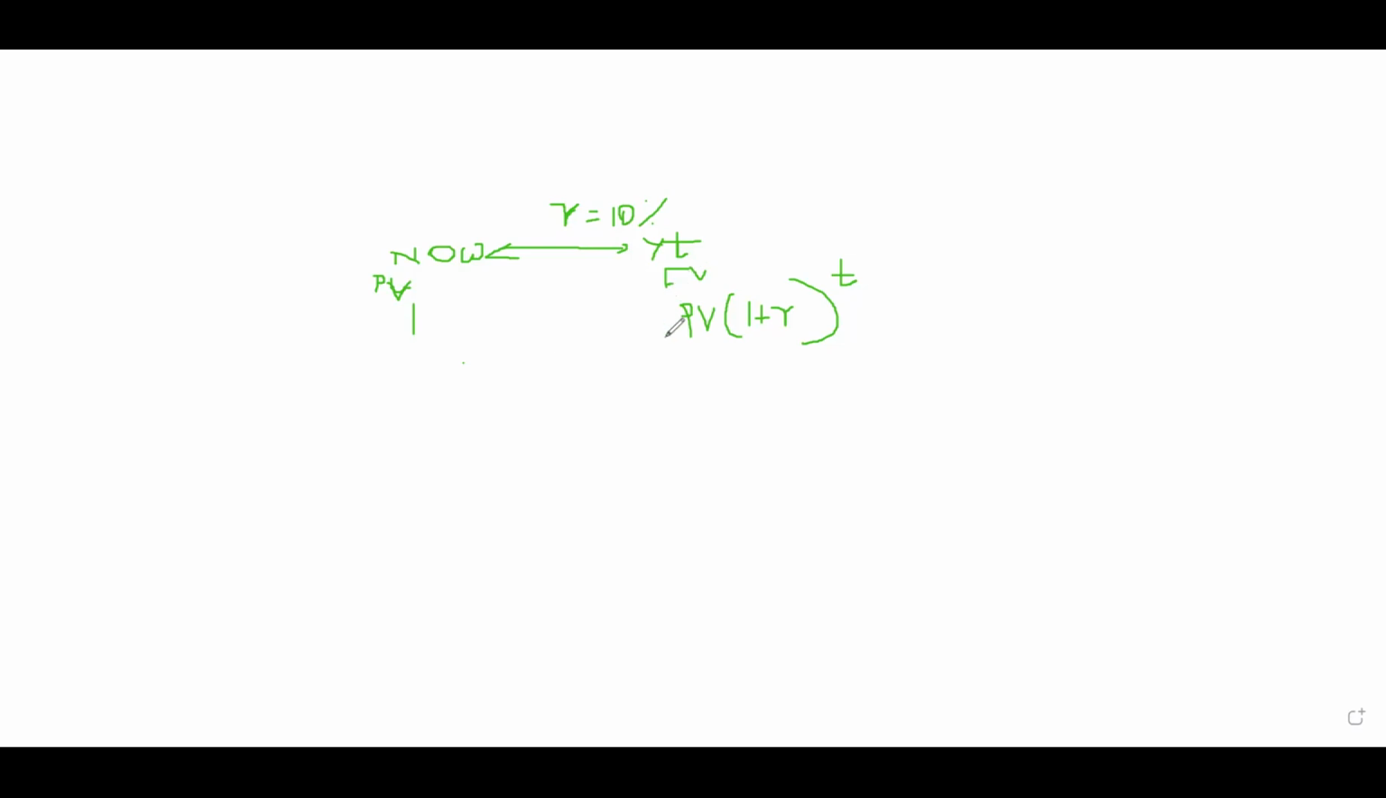And if I want to go from a future dollar to today, then what do I have to do? I have to take this future value. So to move from future value to present value, I come here and I take future value and divide it by 1 plus R to the power T.